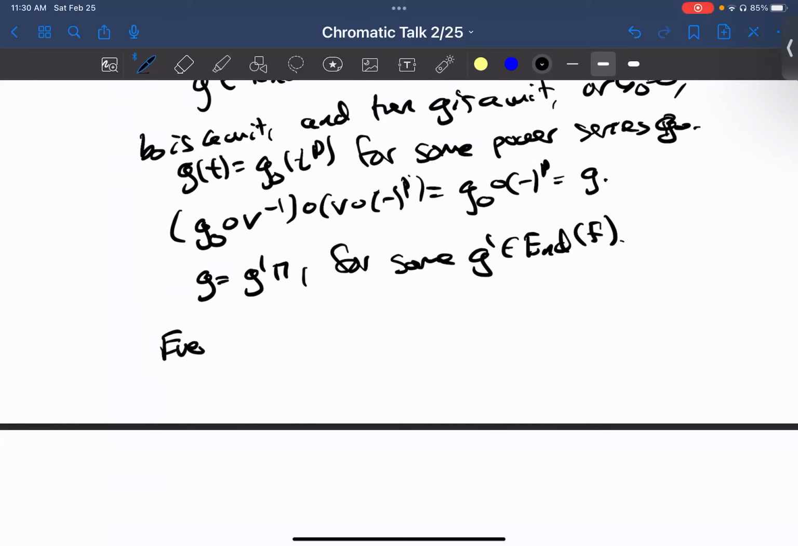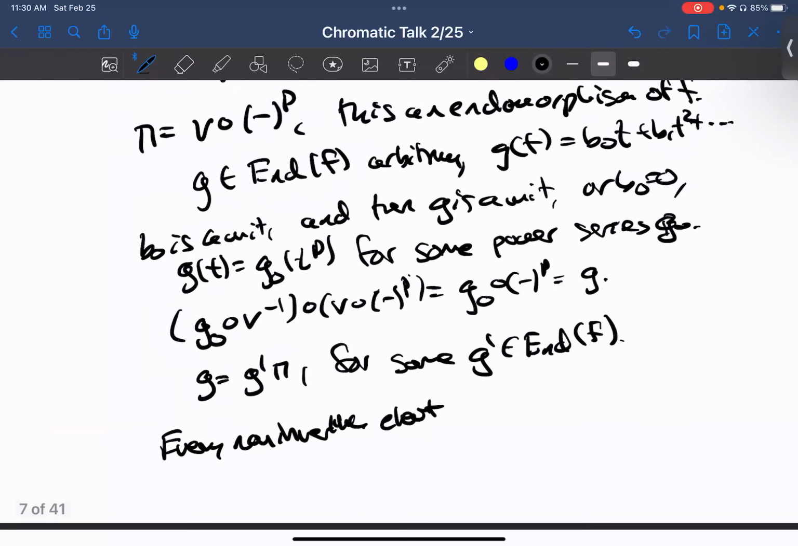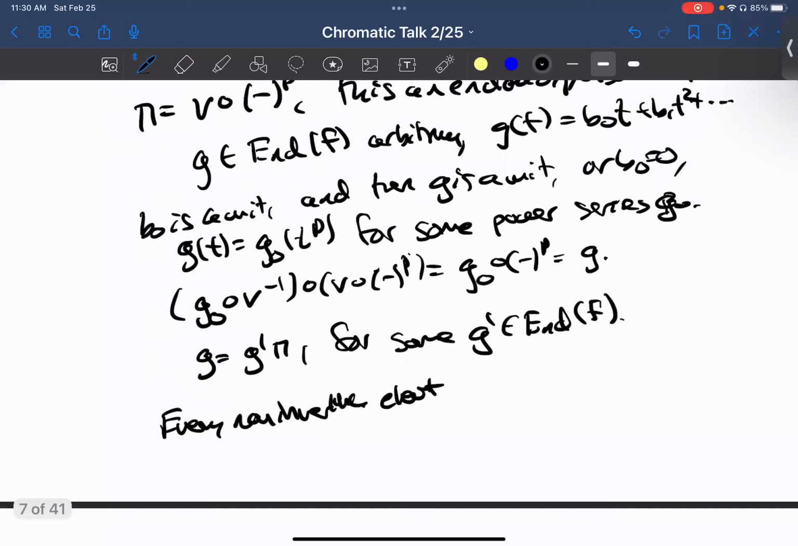So every non-invertible element has this form, and conversely, anything of this form is not invertible, because the zero coefficient of pi is zero, so you can't get to something invertible there. What's also important is that End of F is a domain, so any two non-zero elements compose to something non-zero, which is easy enough to see just by looking at the power series. The smallest non-zero coefficient in both of them is going to still be non-zero in the composite.